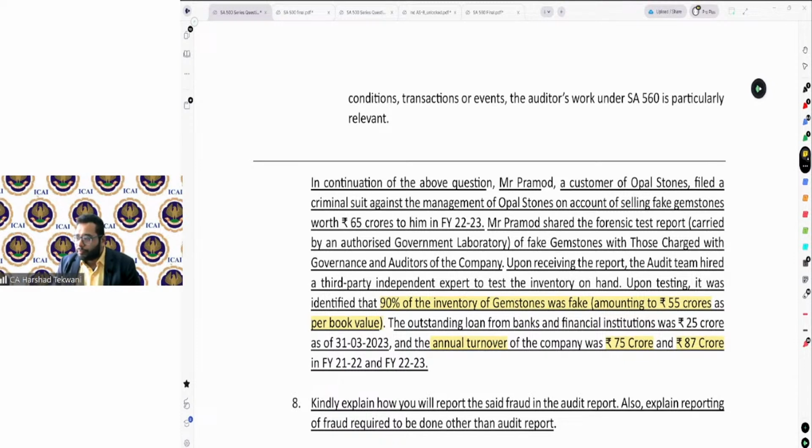Okay, Tushar, good. Okay, Pruvi Ben. You need to cite the SA number also with your answers, based on which the reporting in the audit report is required.